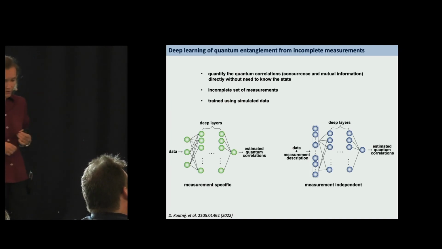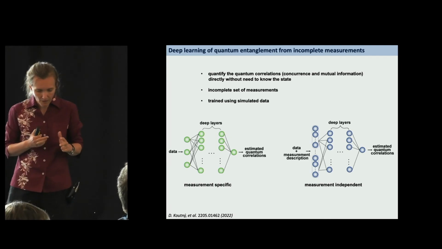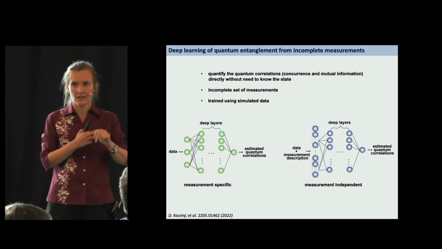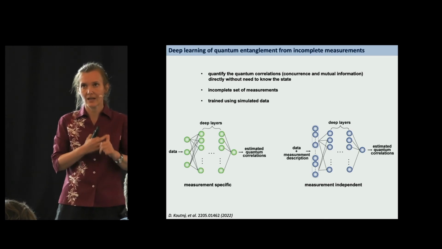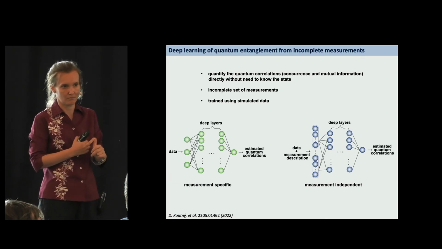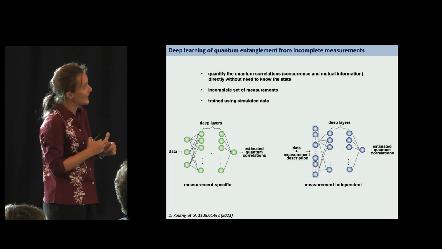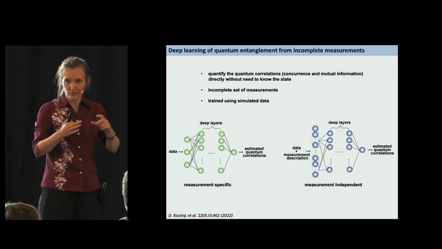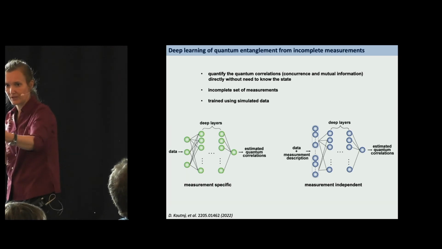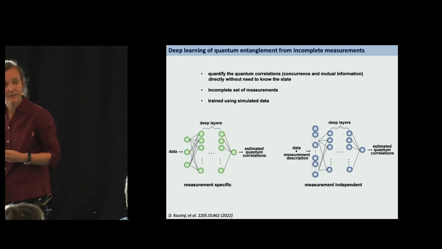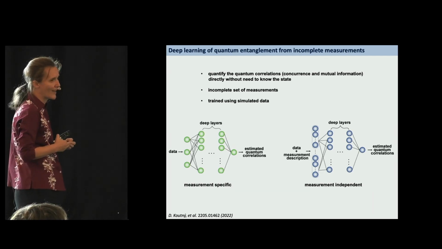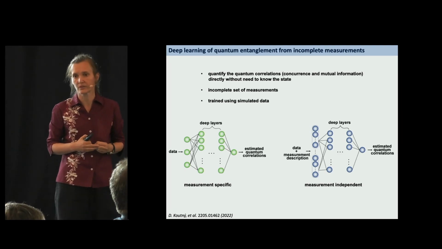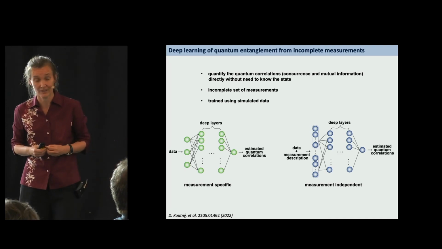And so what we wanted to do were 3 things. We wanted to be able to accurately quantify entanglement using less than a complete set of measurements. That's the first thing that we wanted to do. Then we wanted to not need to know the state, so that we can quantify directly from the measurement data without the reconstruction. And the third thing is we wanted to have these neural networks be trained with simulated data, because this significantly reduces the trouble of training them.